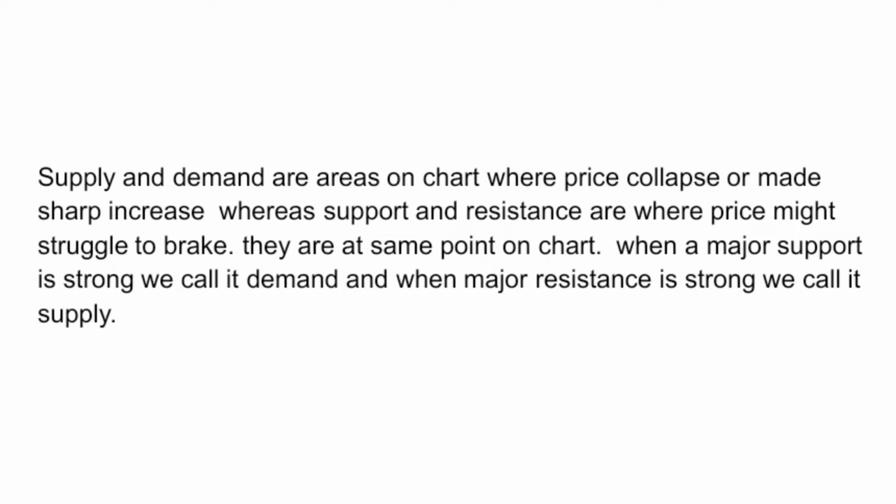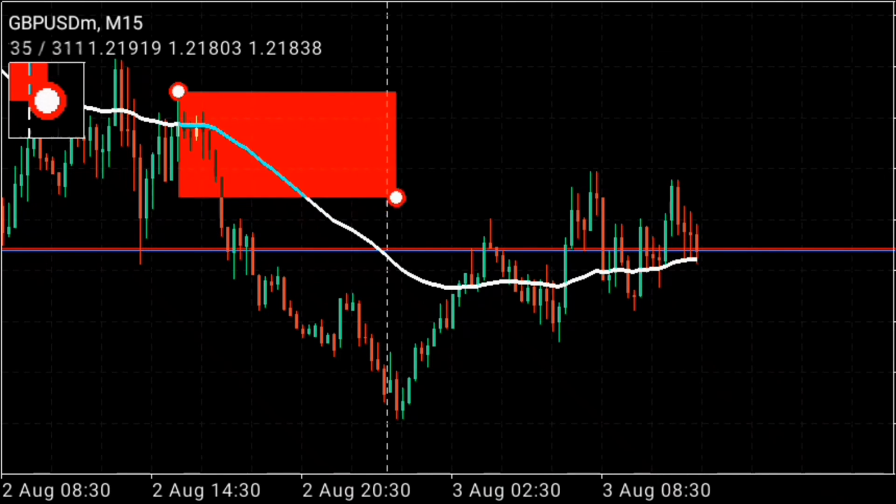Supply and demand are areas on chart where price collapsed or made a sharp increase, whereas support and resistance are where price might struggle to break. They are at the same point on chart. When a major support is strong, we call it demand, and when a major resistance is strong, we call it supply.